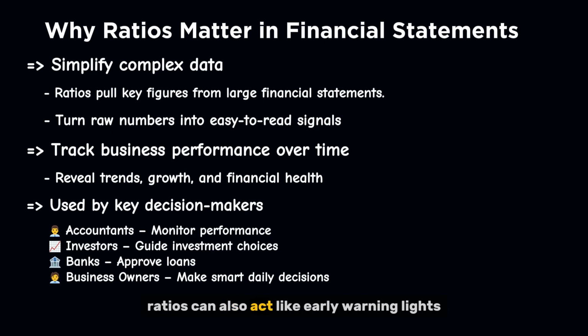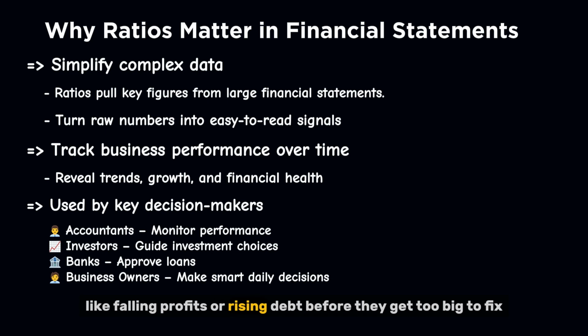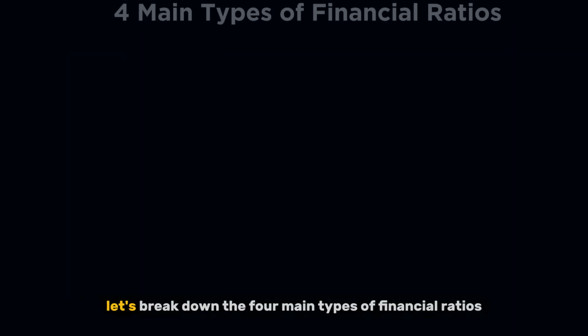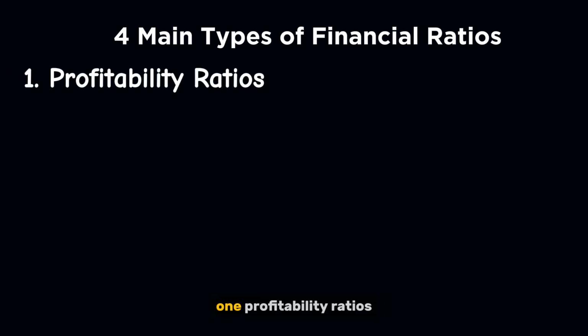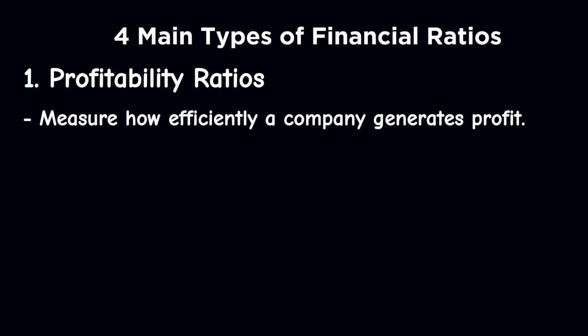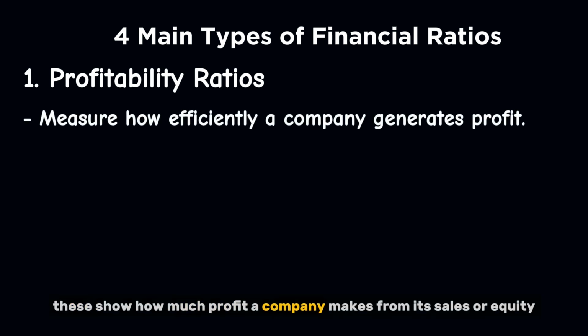Ratios can also act like early warning lights. They help you spot problems, like falling profits or rising debt, before they get too big to fix. Let's break down the 4 main types of financial ratios and what they tell you about a business. 1. Profitability ratios. These show how much profit a company makes from its sales or equity.